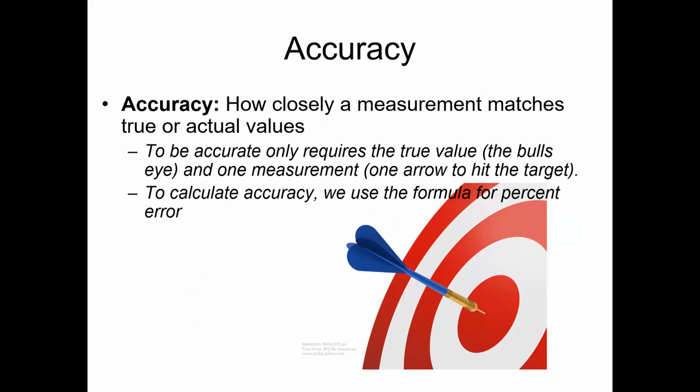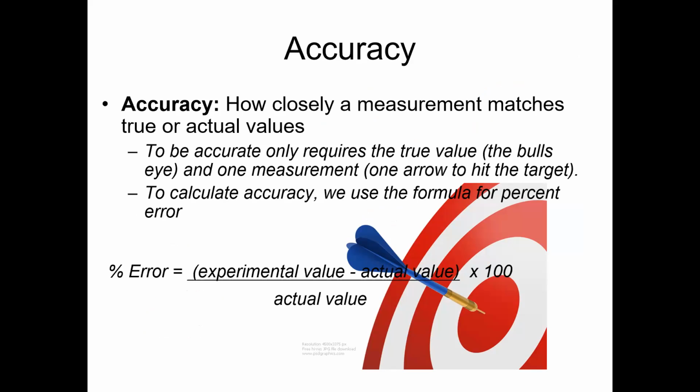And to calculate accuracy, you use this formula right here. It's known as percent error. Percent error is equal to the experimental value, the one that you get yourself, minus the actual value, the one they give you, divided by the actual value, times 100. So you actually have to do this math first, then that, and then this, right? Subtract, divide, then multiply, which is what we did in that last sig fig example that was complex.